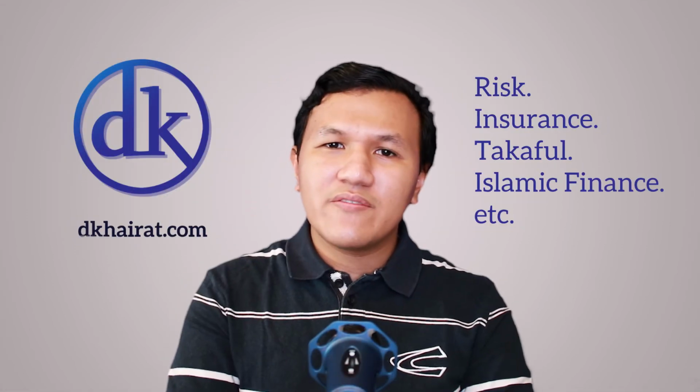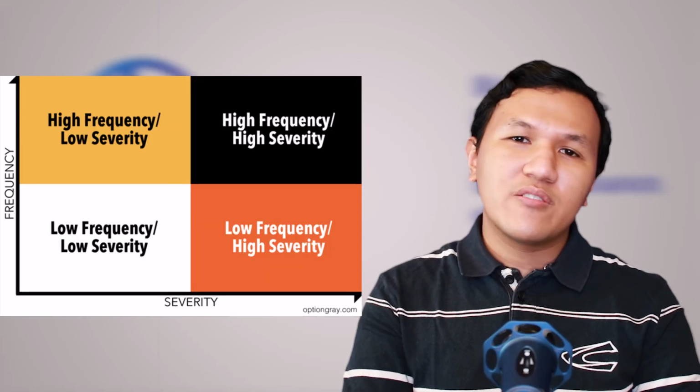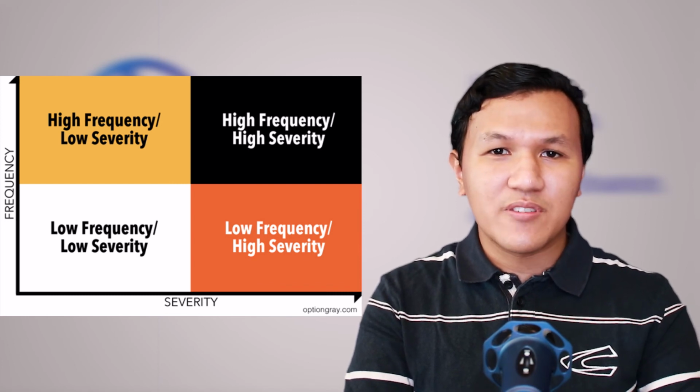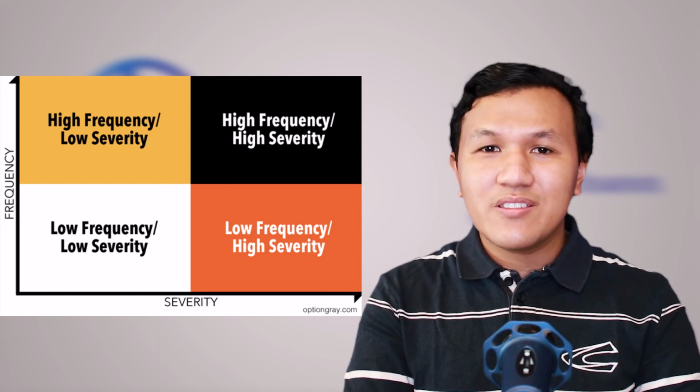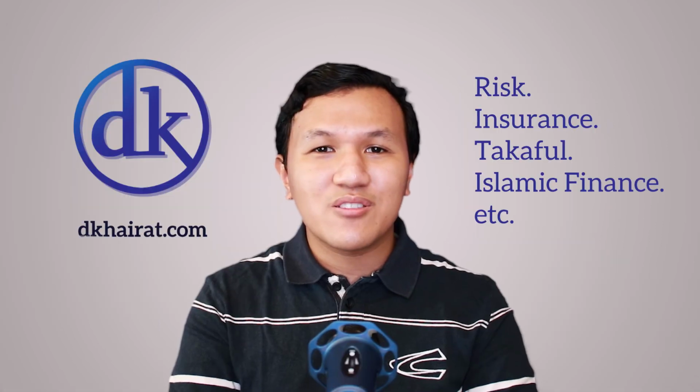However, we still haven't talked about Group 3 and 4 of risk, which are low frequency, high severity, and high frequency, high severity, respectively. We'll be doing this in the next video, so be sure to watch that as well. For now, that's all we have.